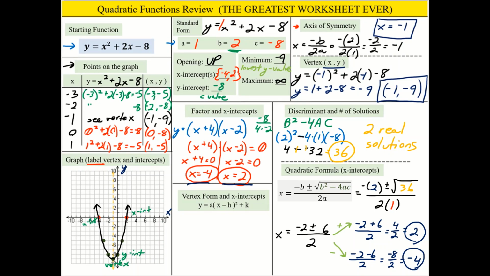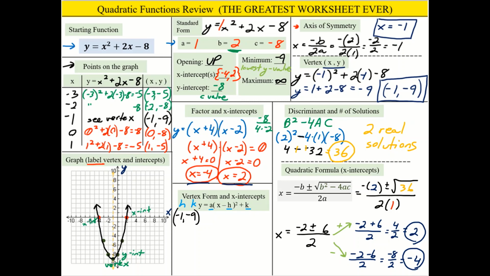The last thing we have is the vertex form and x-intercepts using that. So we can get the vertex form by completing the square. So if you want that practice, you could do it that way. However, since we already found the vertex, and we know the vertex is negative 1, negative 9, those are actually your h and k values that are referenced here. And then the a value we have from the beginning, which is 1. So I can just substitute everything I have there.